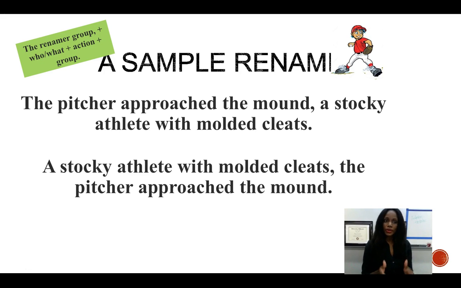Now here is where it goes in reverse. "A stocky athlete with molded cleats, the pitcher approached the mound." To me, it sounds better in the first sentence, but either way is grammatically correct. And the formula for this is the renamer group plus the who or what plus the action group.